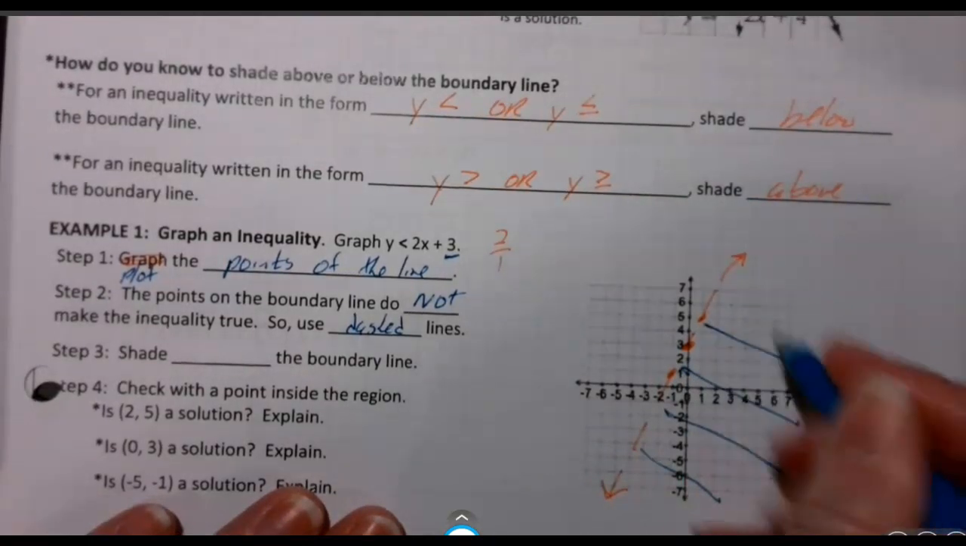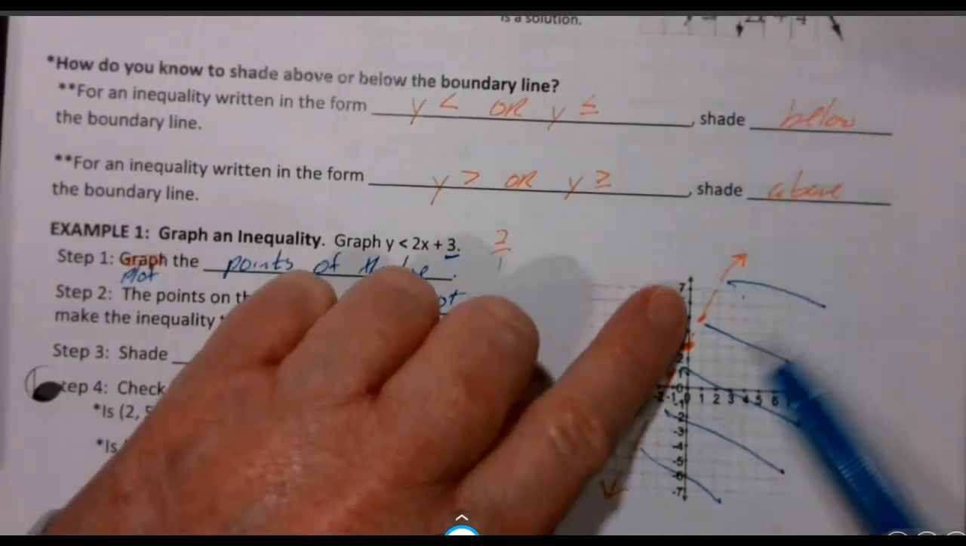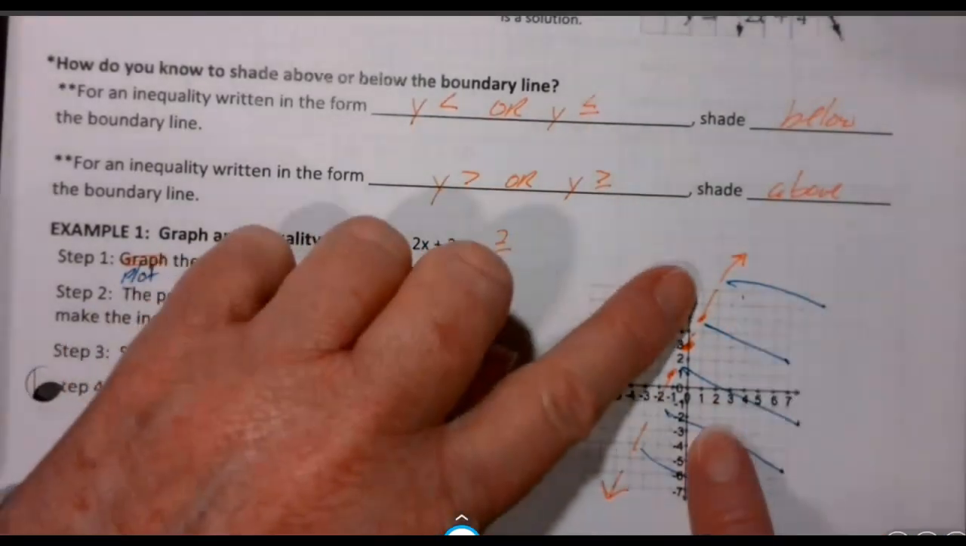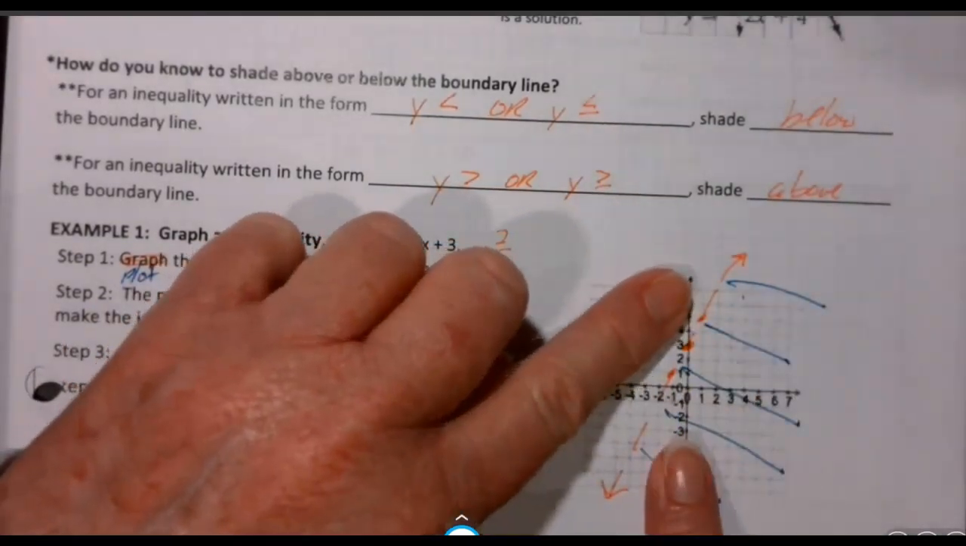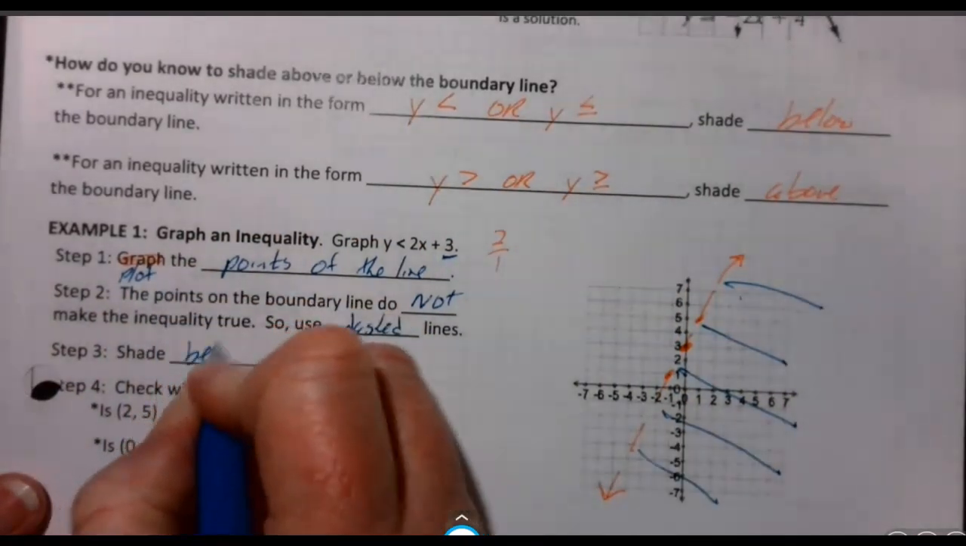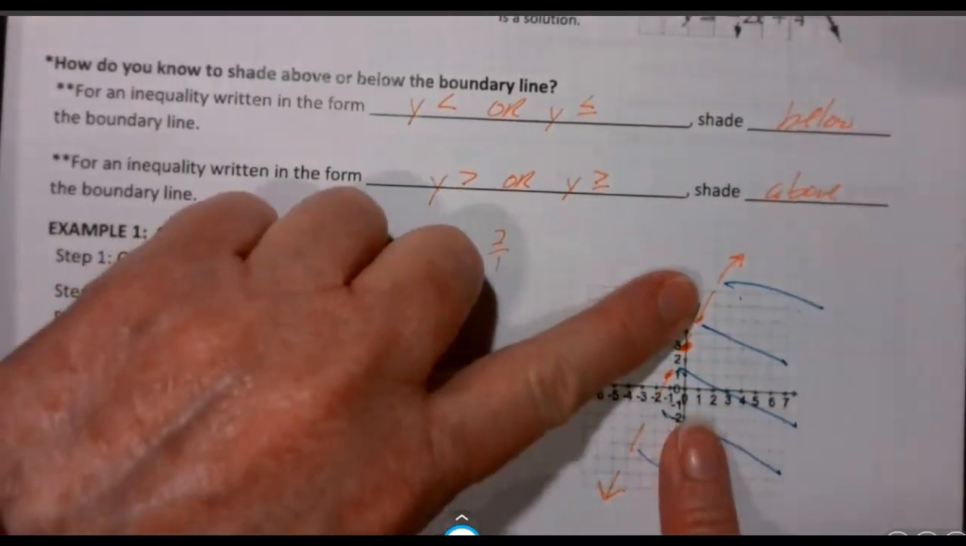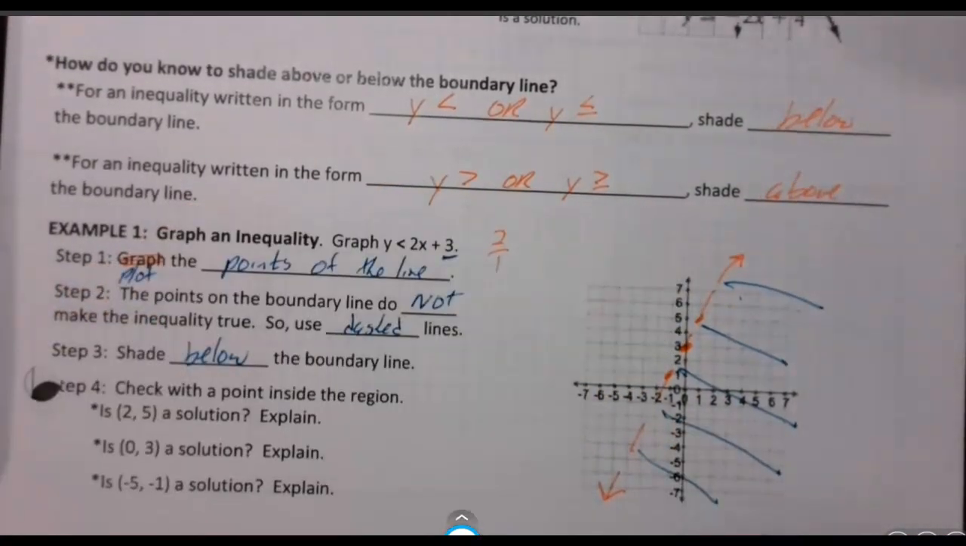I shade so that, and this is where it gets so fuzzy. This is below the line, way up here. It is below the line, but it's harder to see. So that's the reason I look at my y-axis. Okay, so we're going to shade below. If it's less, we're going to shade below. But for me, I just need a little more help, so I use my fingers.